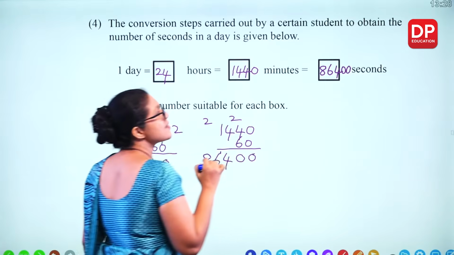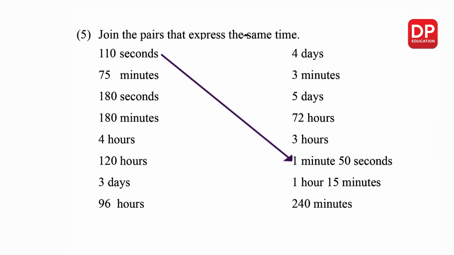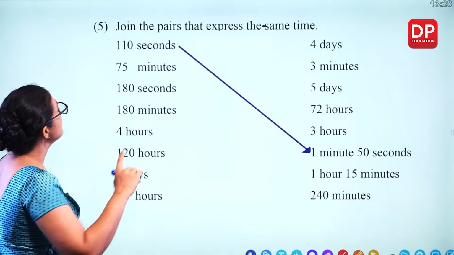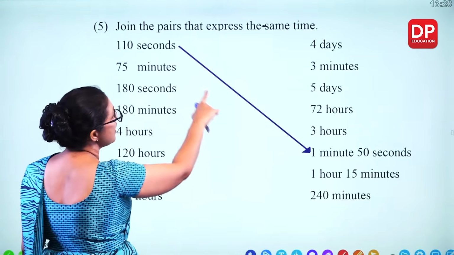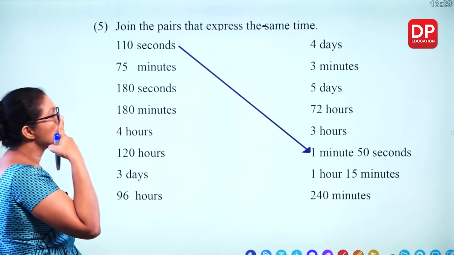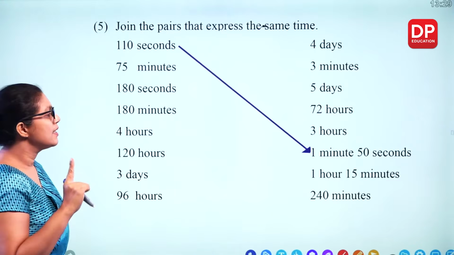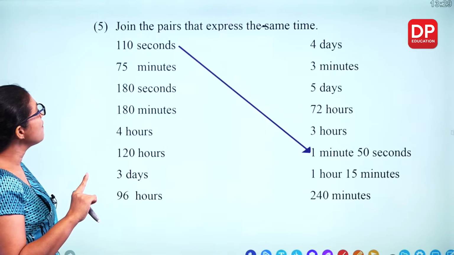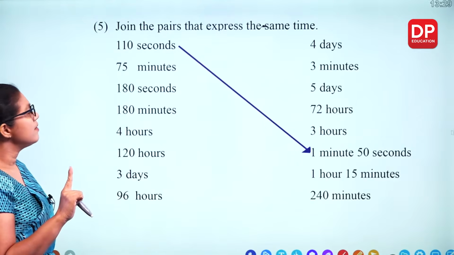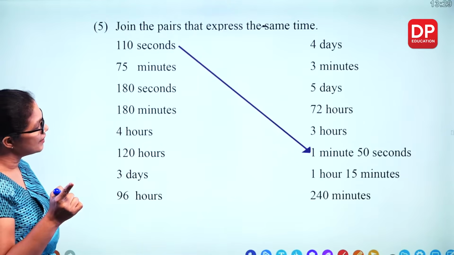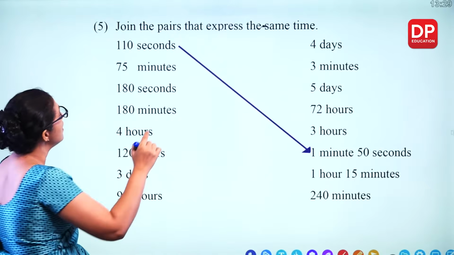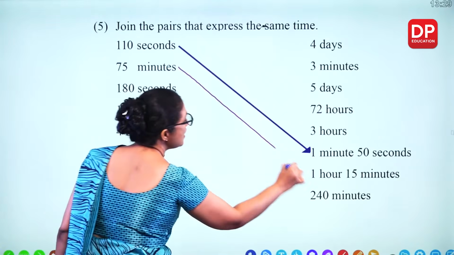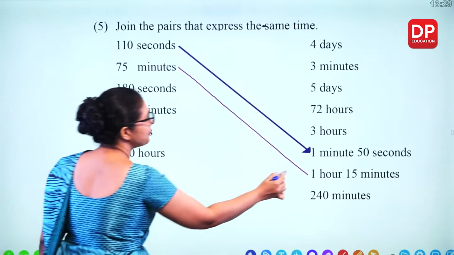86,400 seconds are there. Join the pairs that express the same time. So 1 is done for you. 110 seconds: you have to divide by 60 to get minutes and seconds. Now 75, divide by 60, you get 1 and 15 remaining. 1 hour and 15 minutes.